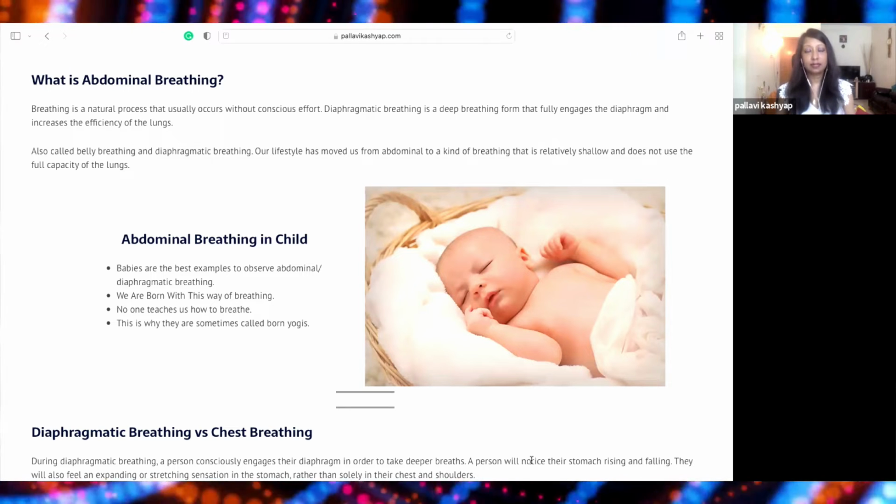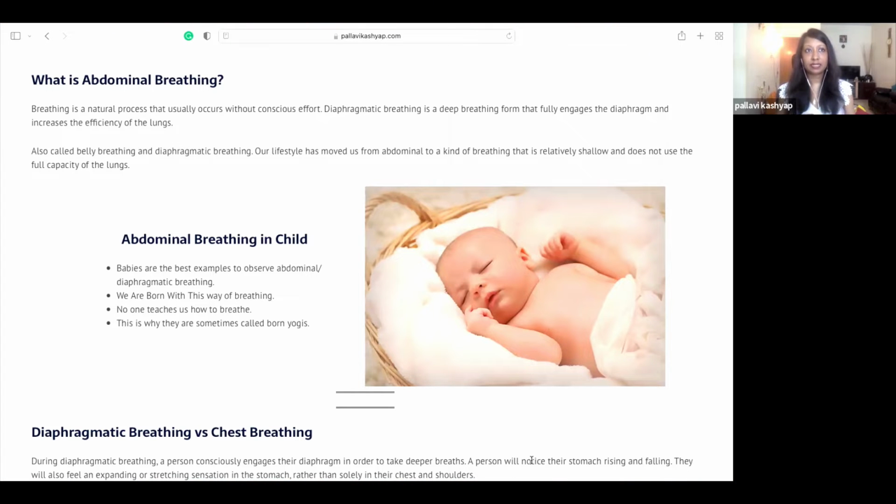But at times we have to be conscious, and we have to tell ourselves, or practice, to do this kind of breathing. Like I said, no one teaches you how to breathe, which is why kids are sometimes called born yogis, because they know how to breathe.